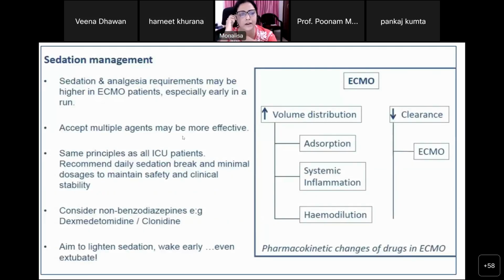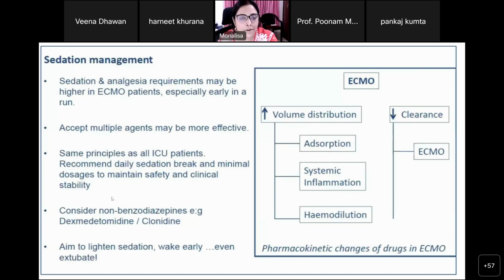So, let me talk about what our protocol of sedation and analgesia on ECMO was. Some key points. Sedation and analgesia requirements may be higher in ECMO patients, especially in the early run. And then you need to reduce the doses as the patient continues on ECMO. Accept multiple agents initially to make it more effective. Same principle as all ICU patients. Recommend daily sedation break and minimal dosage to maintain safety and clinical stability.